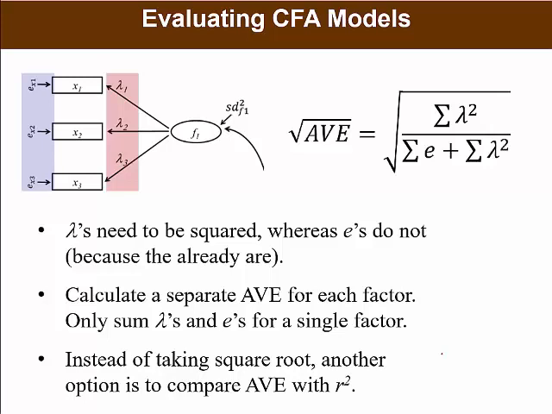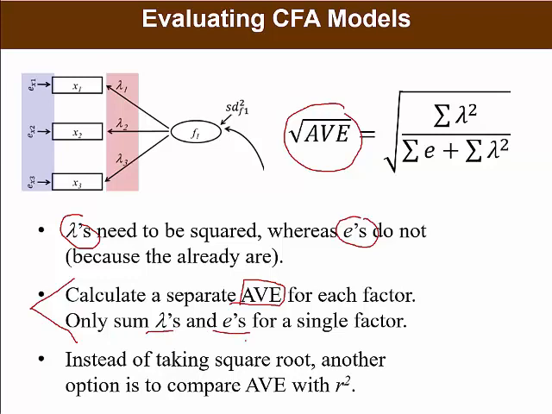And this slide is simply listing a few things to keep in mind when you calculate the square root of the average variance extracted. Like I mentioned, the lambdas need to be squared before you sum them, whereas the errors, the residuals, are already squared. They don't need to be squared. Note that you calculate a separate average variance extracted for each factor, and you would only sum the squared lambdas and the errors for a single factor at a time.